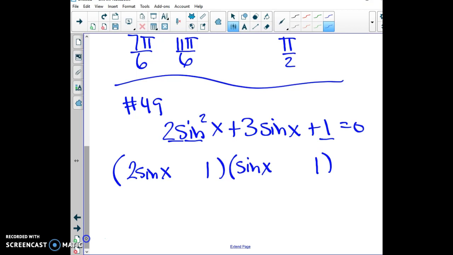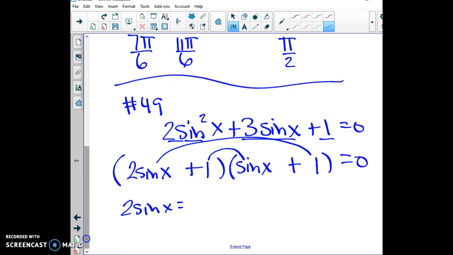We have to have these add up to 3. So if I have a positive 1 and a positive 2, I know that will give us a positive 3 for our middle term. So we're going to take each of those. 2 sine x equals -1, divide by 2. That gets rid of that guy.